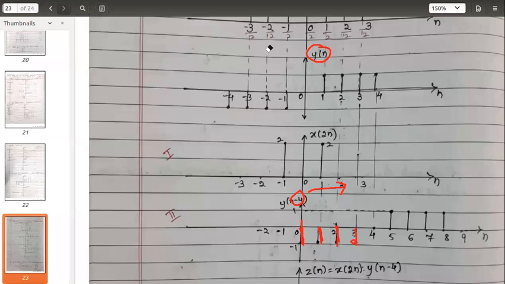After this, start with 0. You start with 0. Okay, 1, 2, 3, 4. So we are now at 4. There is no amplitude at 0. We don't have any amplitude at 0. So at 4, don't draw any amplitude at 4.